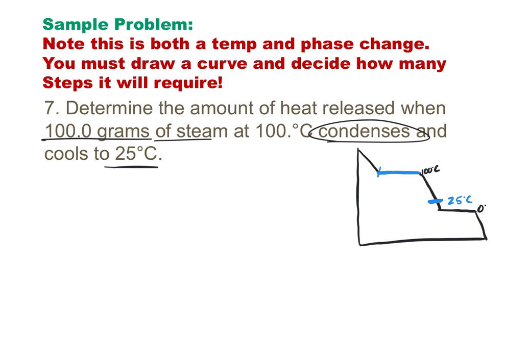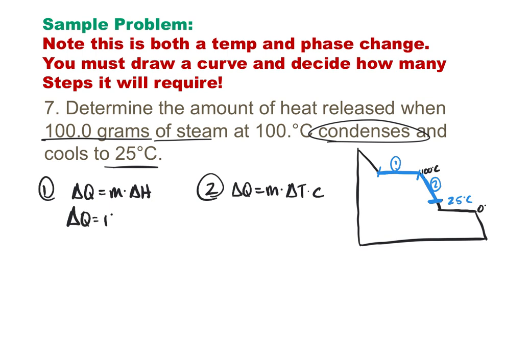And it's also telling me it's condensing, right? So I know that I have a phase change occurring at that first portion, that straight portion. That's going to be segment 1. And then segment 2 is going to be the temperature change from 100 degrees down to 25 degrees. So what I want to do is break this up so that I can calculate not only the phase change, that condensation, but also the temperature drop from 100 degrees to 25 degrees. So we'll do the first segment first.